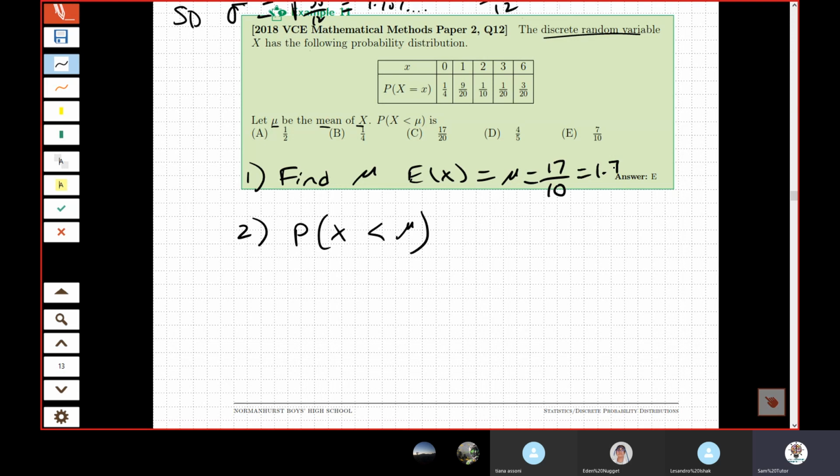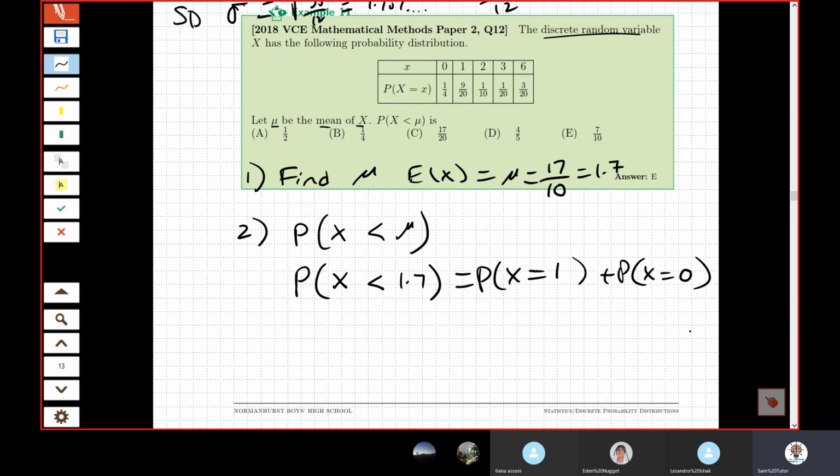So 1.7. So we want to find the probability where x is going to be less than 1.7, which is the same as the probability of x being equal to what and what? If it's less than 1.7, agree? Yeah. And then that should just be what? 9 over 20 plus a quarter, 56 over 80 is, yeah, 7 over 10. Done.